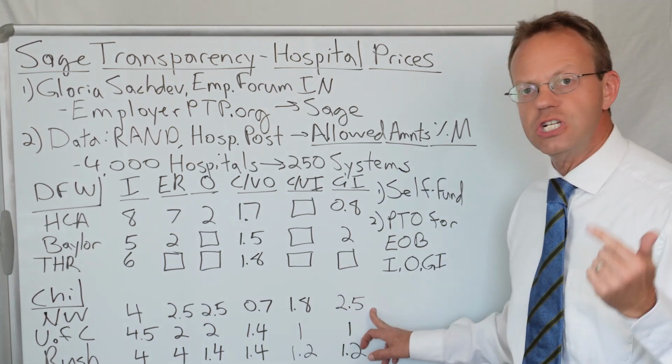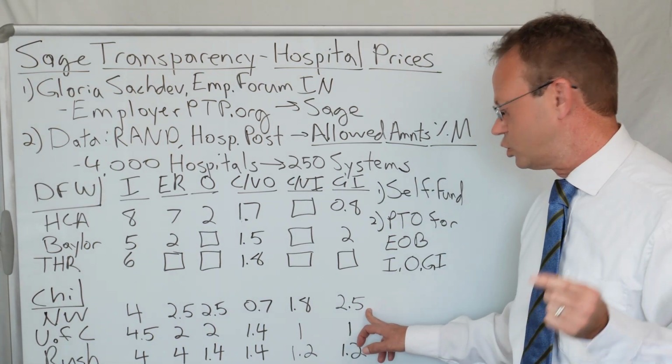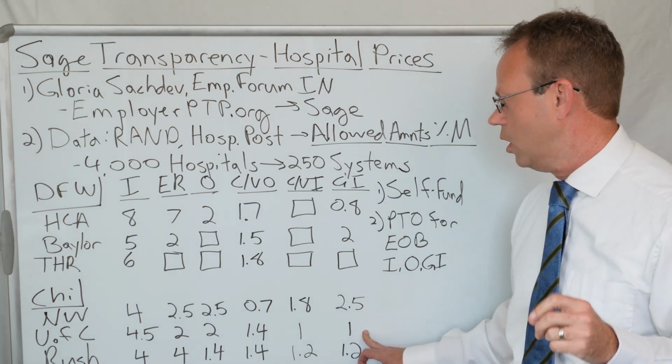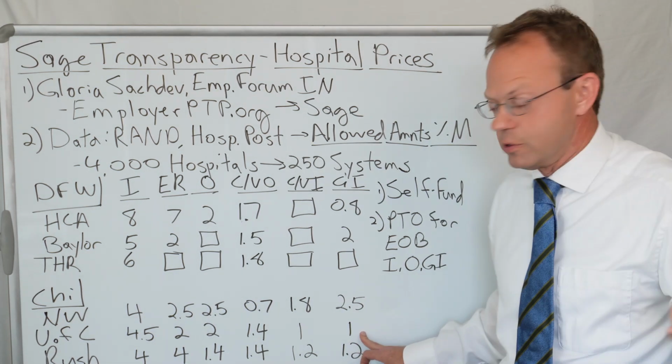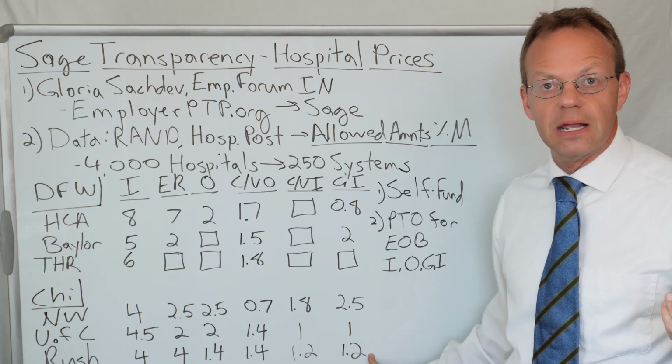Okay, finally for GI, for colonoscopies and upper endoscopies, 2.5 times the Medicare rate for Northwestern, just the Medicare rate for University of Chicago, 1.2 times the Medicare rate for Rush.